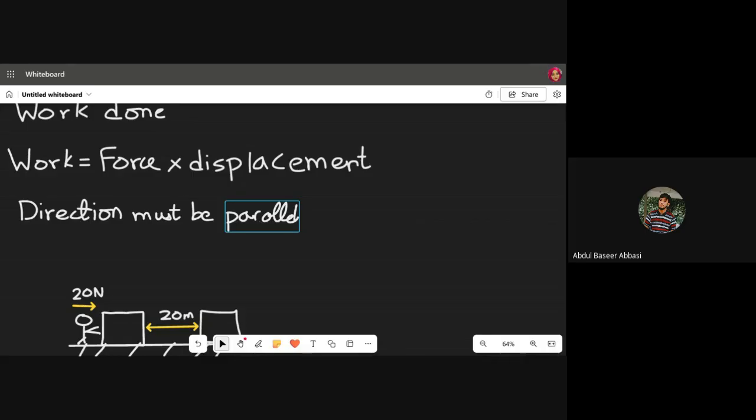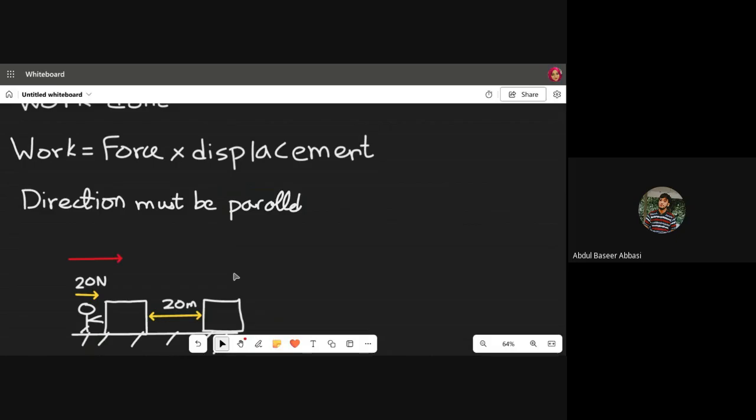Because the force is moving in this direction. Can you see the direction of force? The force is to the right, and the displacement is also to the right. As you can see, the force is in the right direction, and the displacement is also in the right direction. Can you see these arrows? So both of these are parallel to each other.